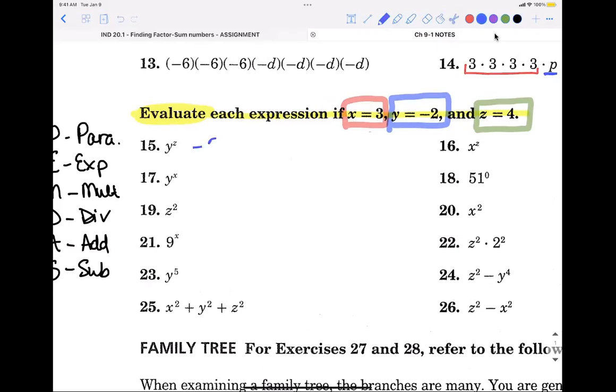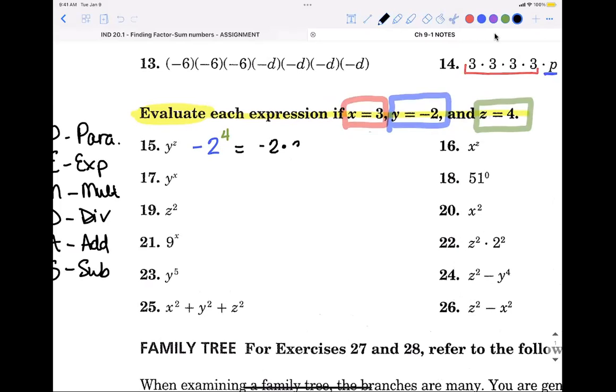Y is -2 raised to the z power, or the exponent here would be the power of z. And in this case, z is 4. And now it actually asks me to evaluate it, not just leave it in exponential form, but what does that actually equal? Well, if it helps you, expand it out.